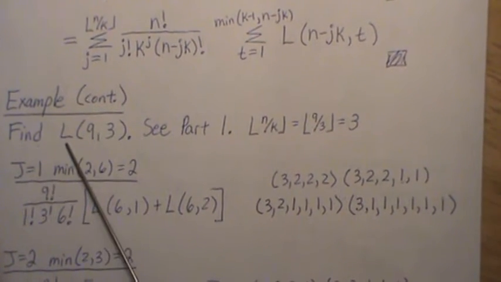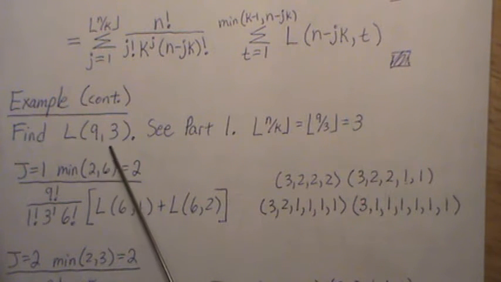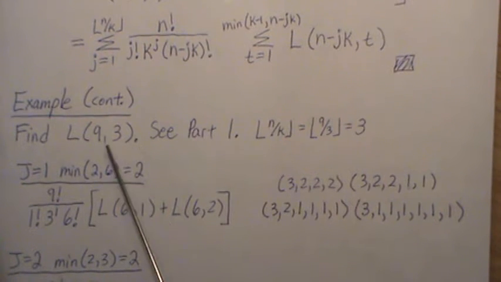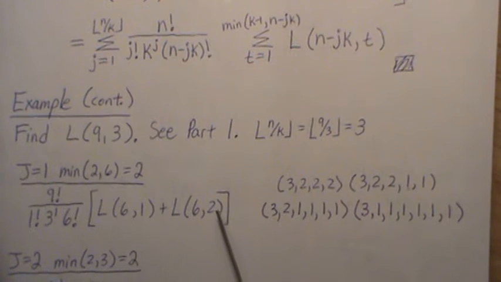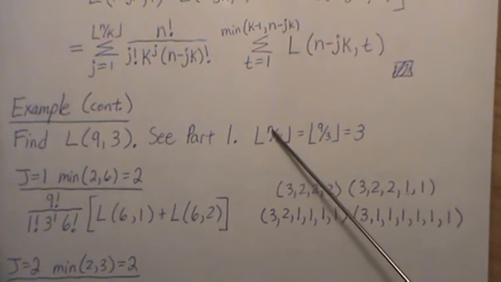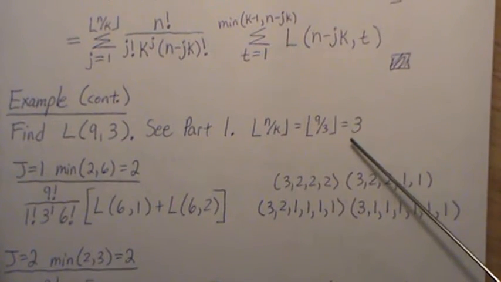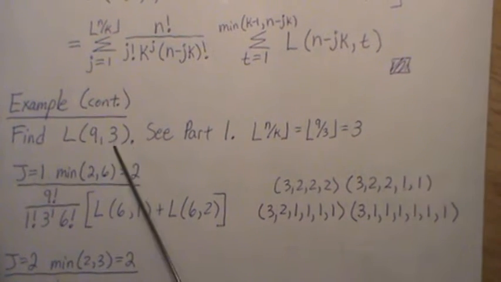So let's find L93. So that's 9 boxes, and K equals 3. Okay, so the maximum loop size is 1. See part 1, where we calculated this a different way, and it comes up with the same answer, which is not surprising, I guess. So n divided by K is 9 divided by 3, which is 3. So 1, 2, and 3 repeats for the number 3.